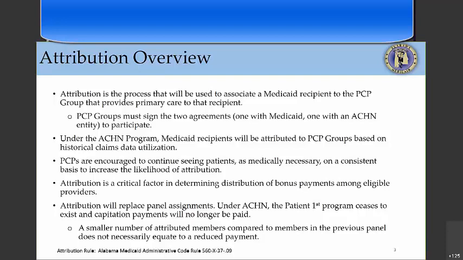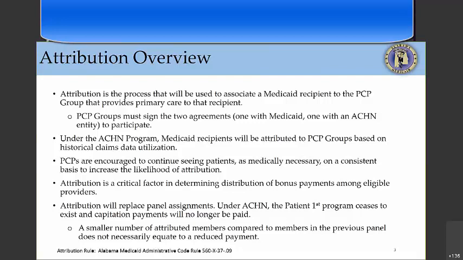First, let's go through a refresh of our attribution process. What is attribution? Attribution is the process that will be used to associate a Medicaid recipient to the PCP group that provides primary care to that recipient. PCP groups must sign 2 agreements, one with Medicaid, one with an ACHN entity to participate. Under the ACHN program, recipients will be attributed at the group level based on historic claims data. Therefore, PCPs are encouraged to continue seeing patients as medically necessary on a consistent basis to increase the likelihood of attribution.